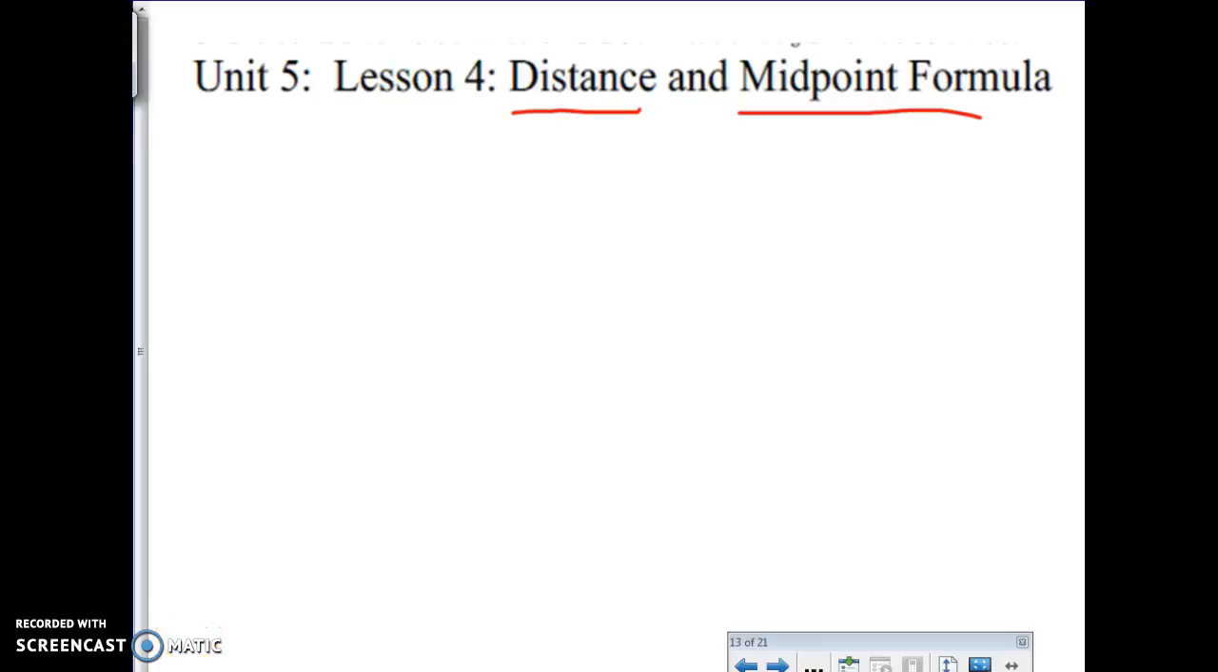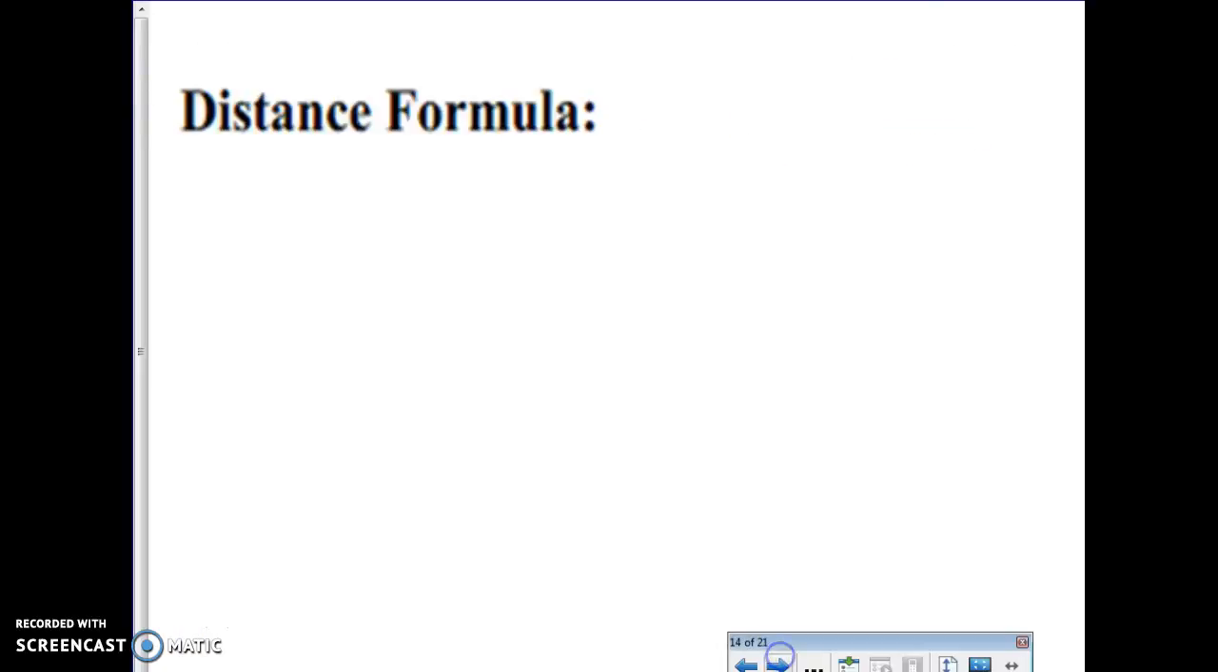All right, guys, today we're going to talk about two things. We're going to talk about the distance formula and the midpoint formula. So first, what I want to do is talk about the idea of the distance formula.